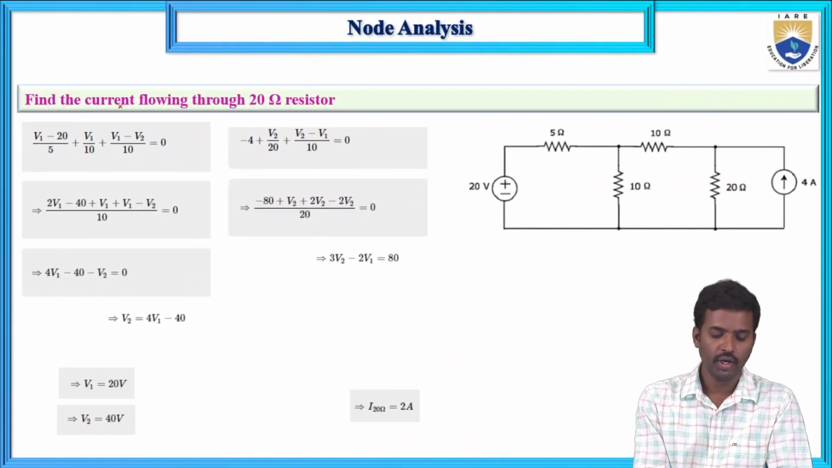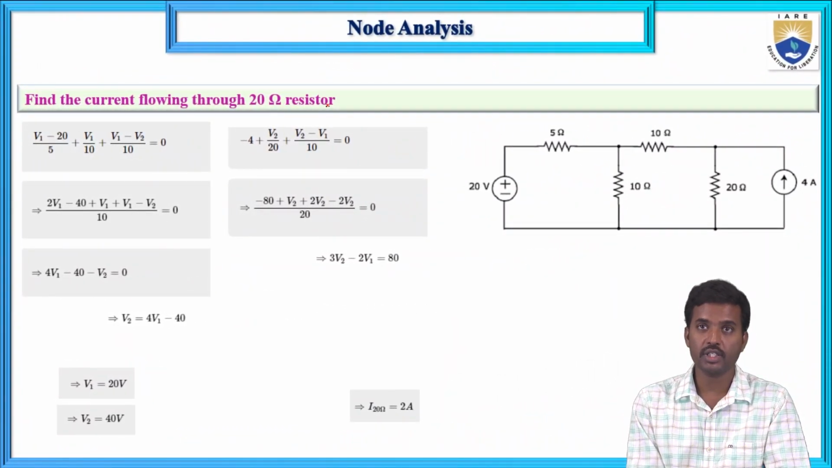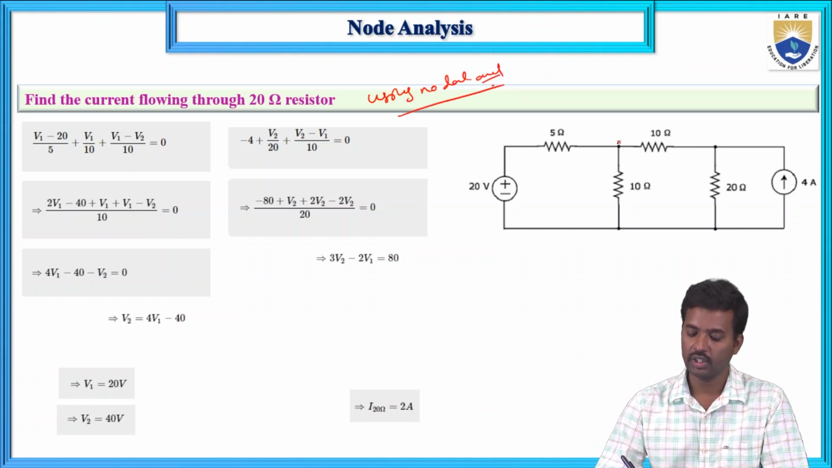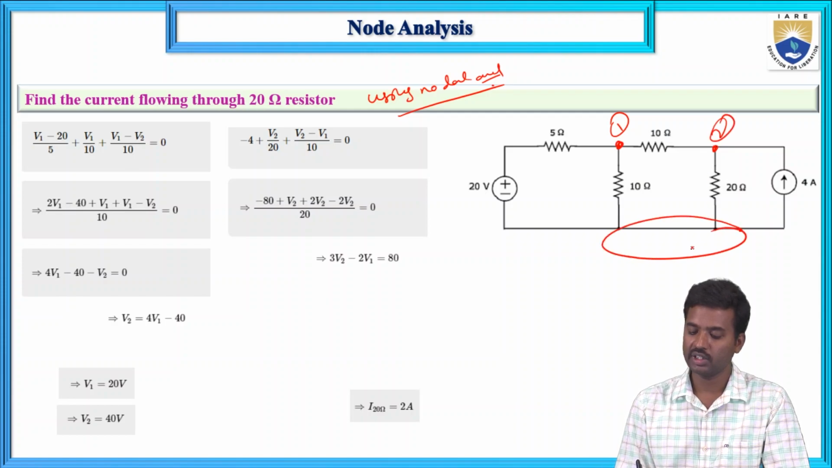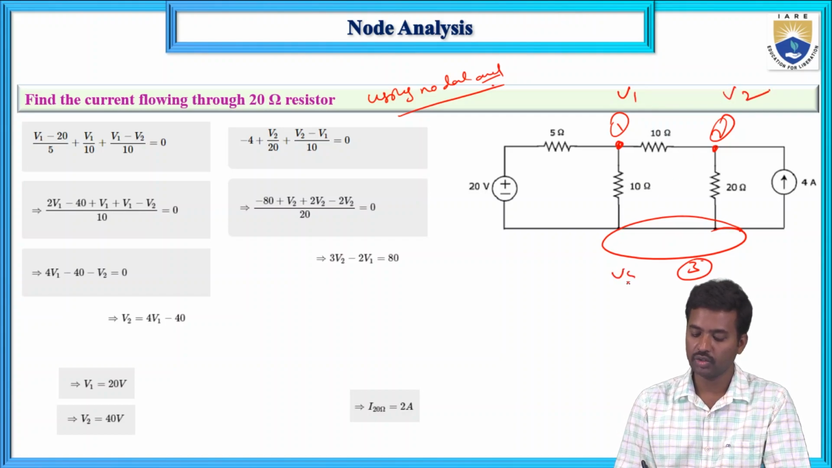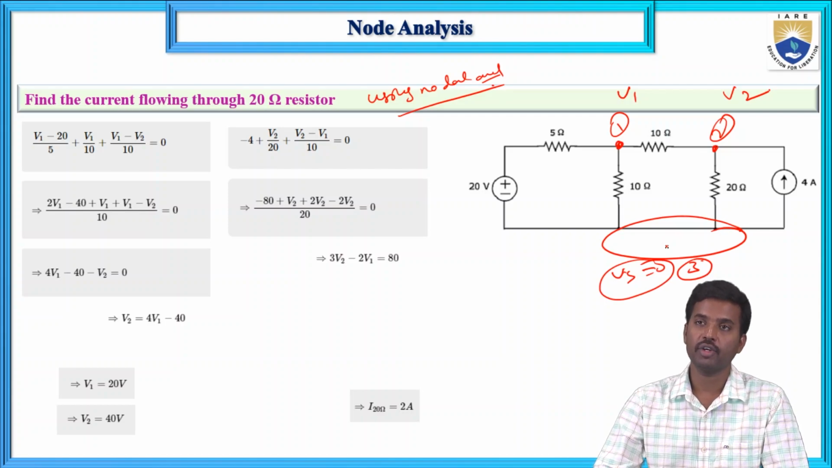Next, find the current flowing through the 20 ohms resistor using nodal analysis. First, here is junction 1, junction 2, and this is junction 3. Here the junction voltages are V1, V2 and V3. V3 voltage is 0 because it is the reference junction. Select one junction as a reference junction.